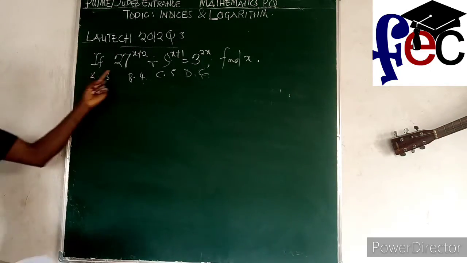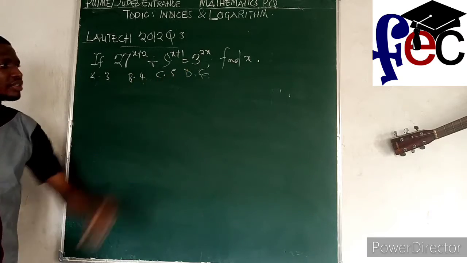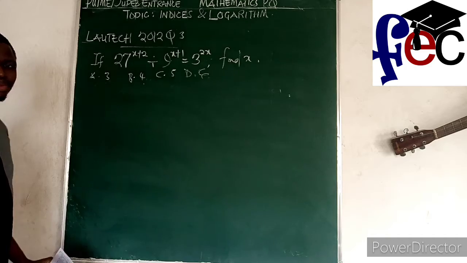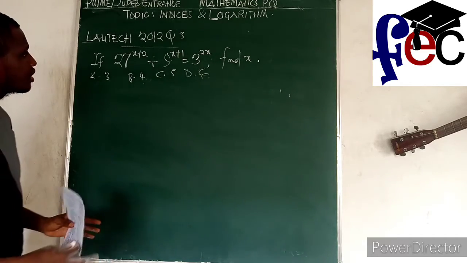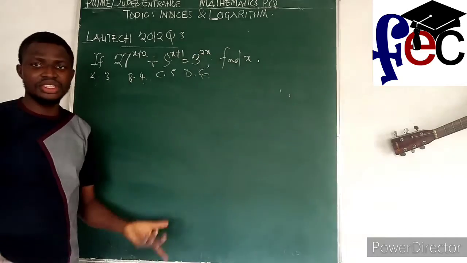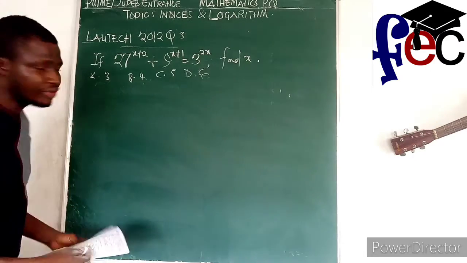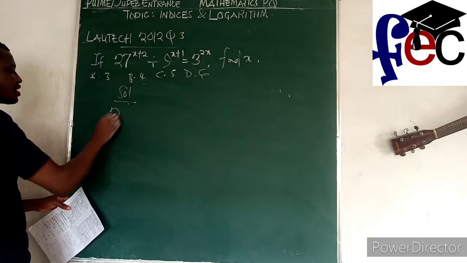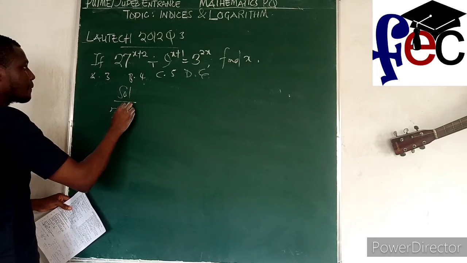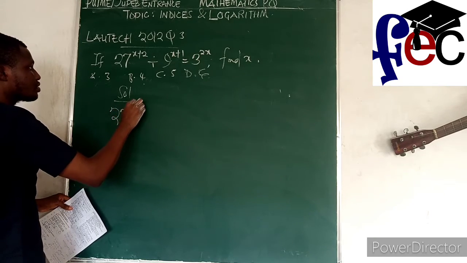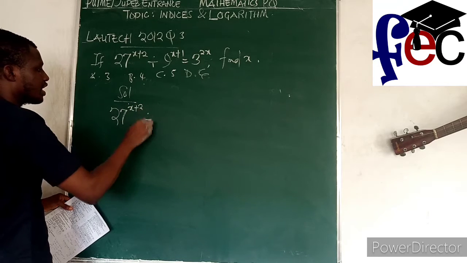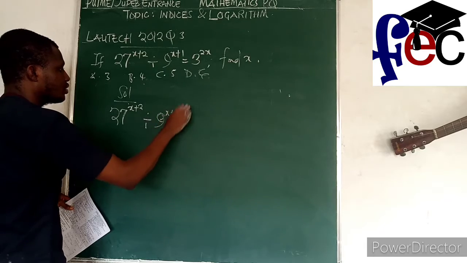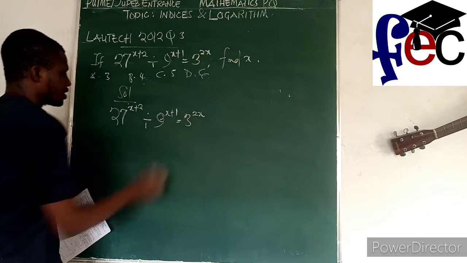So we have this. It will give us the way to find x. So how do we do it? It's the same approach. All we just need to do is look for a way to express all of them to the same base, and we apply our law of indices. So solution. This is the same thing as 27 raised to power x plus 2, divided by 9 raised to power x plus 1, equal to 3 raised to power 2x.